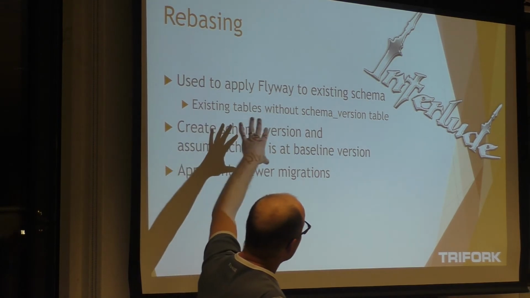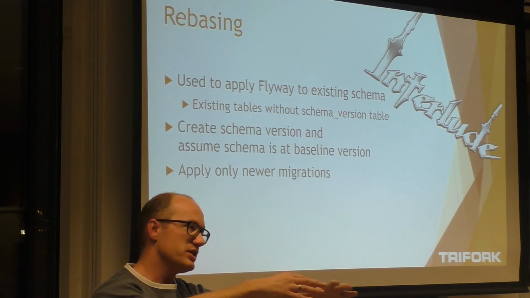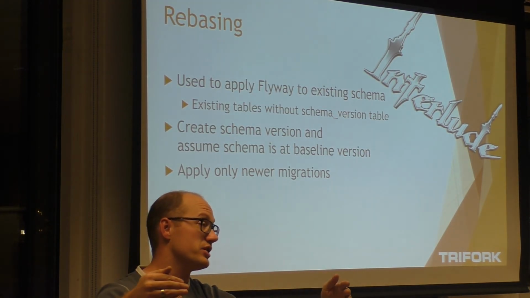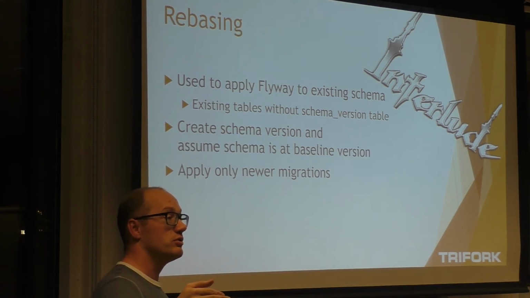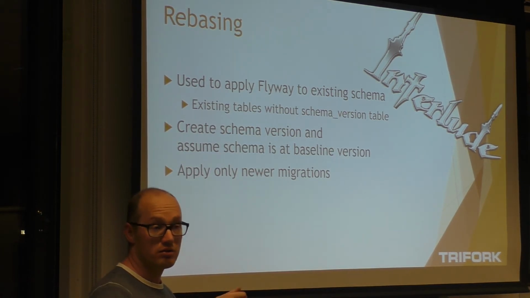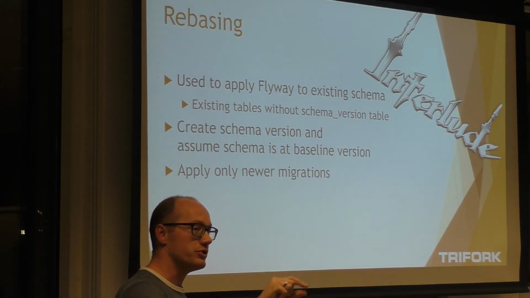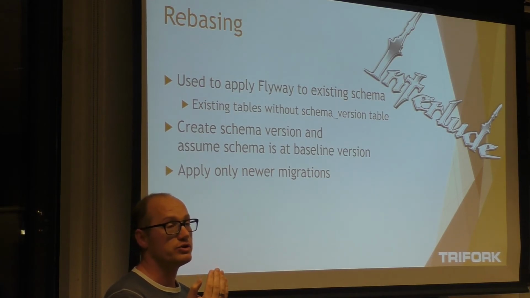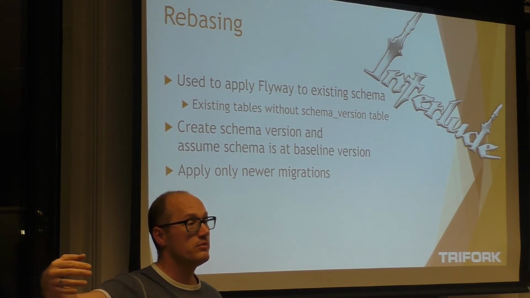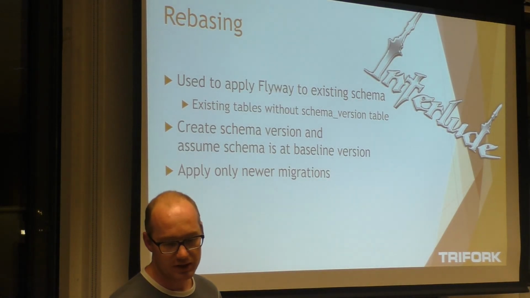The idea behind rebasing is, if Flyway encounters a situation where there is an existing database schema, but it doesn't have the Flyway schema version table yet, it will just assume that it's on a given version of your migrations already. And you can configure that version number. It's called the baseline version. It will record that baseline version as the very first row in the schema version table that it will create for you. And then every migration that has a higher version number than that will simply still get applied. So that's called a rebase. It's a mechanism that exists to start introducing Flyway to an existing database.